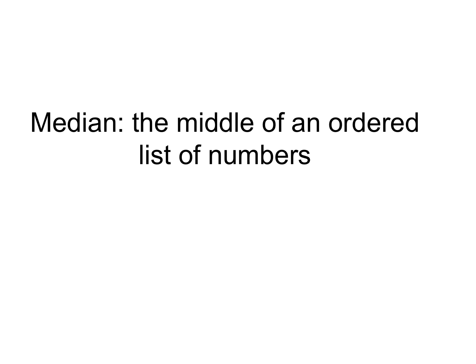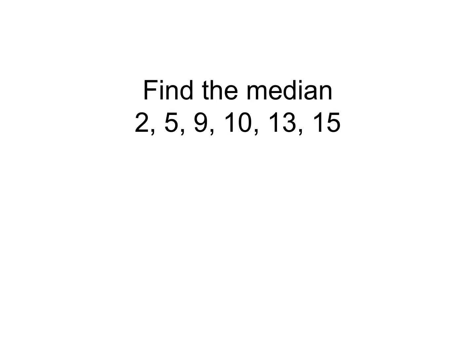Our next term is median. The median is the middle of an ordered list of numbers. So before you find the median, you need to put your data set in order from least to greatest. Here our data set is already in order from least to greatest, so our task is just to find the middle number.